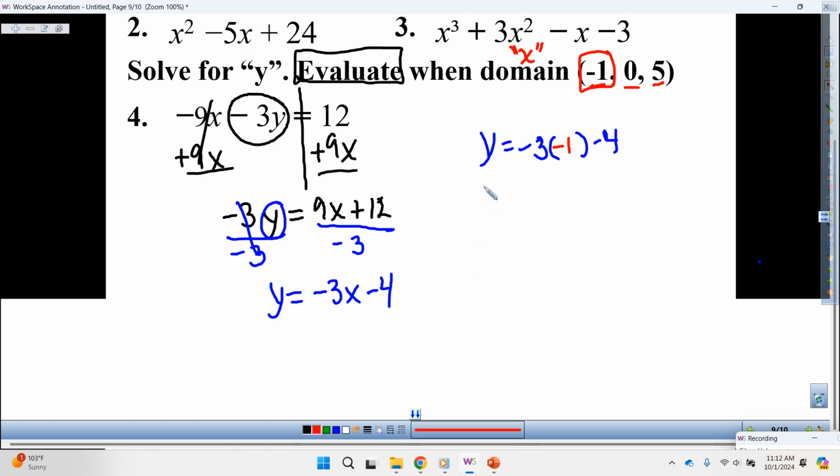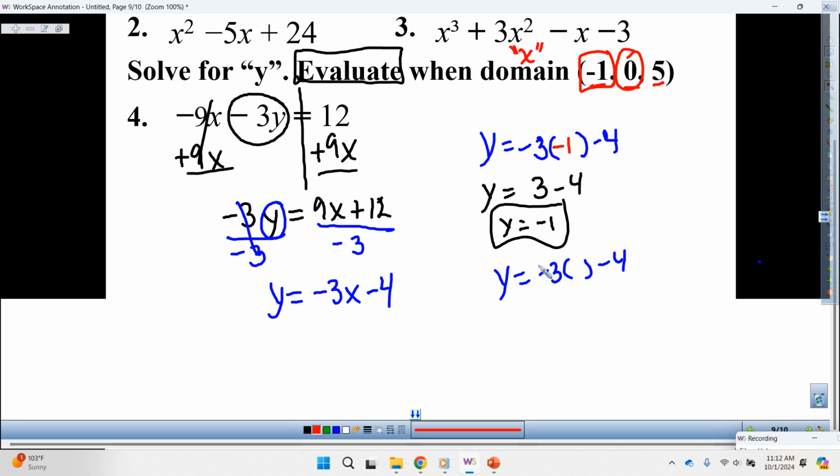All right, let's simplify that. Y equals, what is negative 3 times negative 1? 3. Bring down the minus 4. What is 3 minus 4? Negative 1. Let's do it again now with 0. Y equals negative 3 times 0 minus 4. Negative 3 times 0 is 0 minus 4, so y equals negative 4.